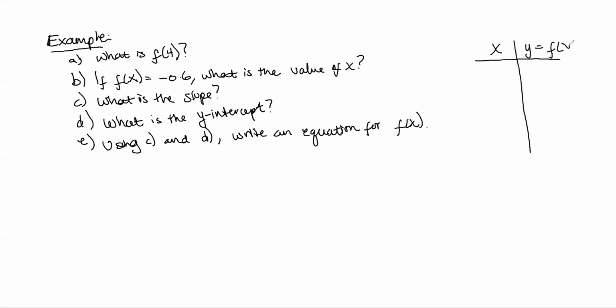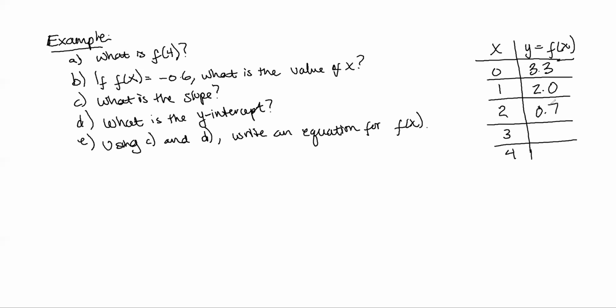So in this one, we have x, and then we have y, or f of x, same thing. So on the left for the x values, we have 0, 1, 2, 3, and 4. And then for the y values, we're given 3.3, 2.0, 0.7, negative 0.6, and negative 1.9.